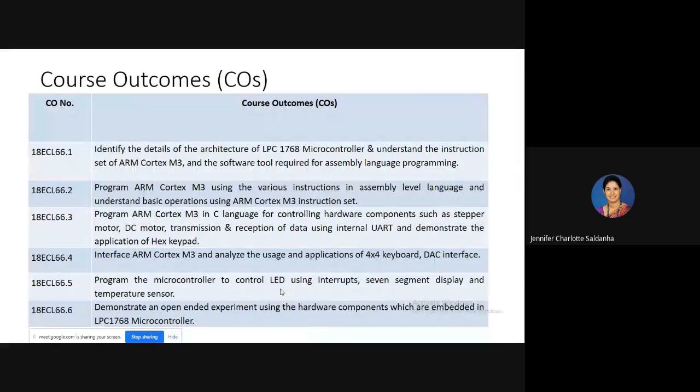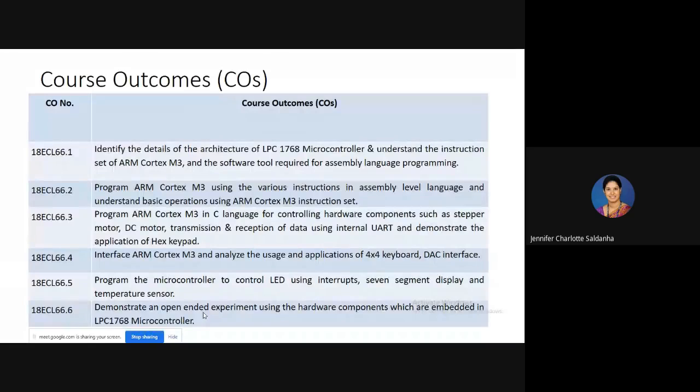Program the microcontroller to control LED using interrupts, 7-segment display and temperature sensor. And also to demonstrate an open-ended experiment using hardware components which are embedded in the LPC1768 microcontroller. So CO1 to 5 are from the lab syllabus. Okay, they are the outcomes of studying the lab syllabus, and the sixth one is the outcome based on the open-ended experiment. Student will be able to do an open-ended experiment.